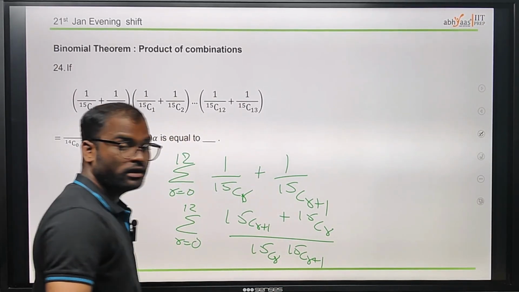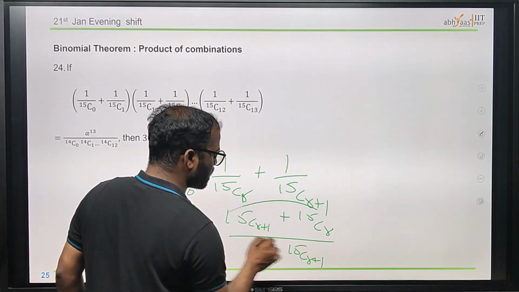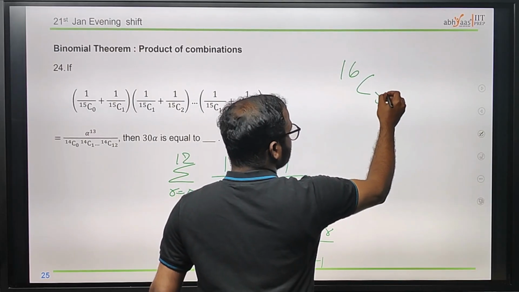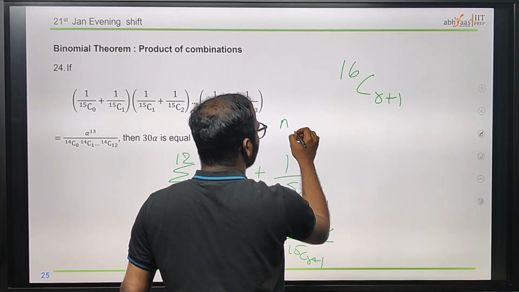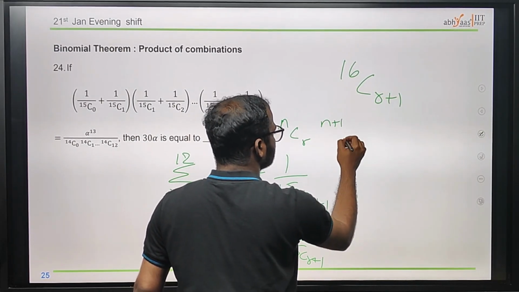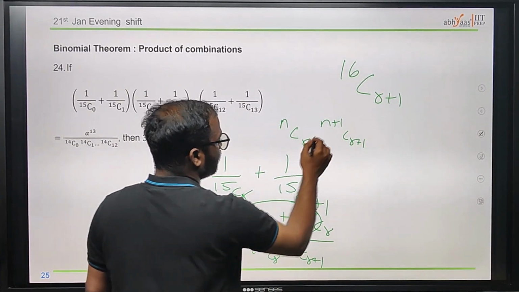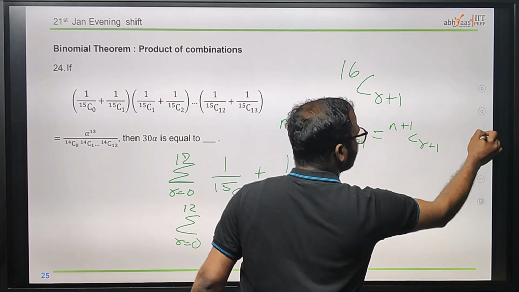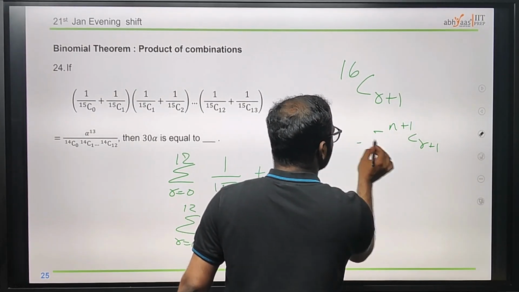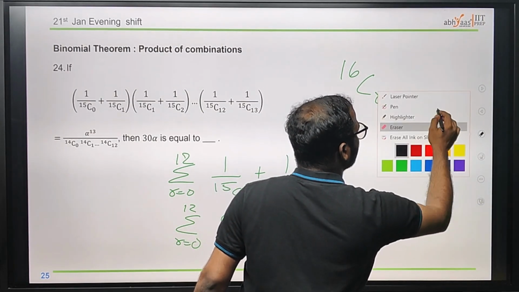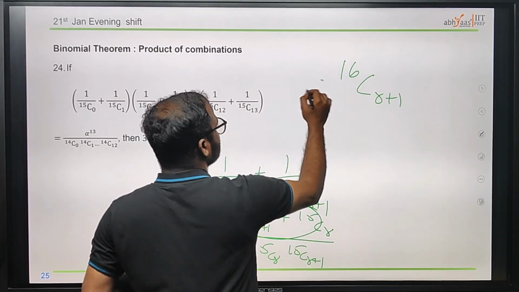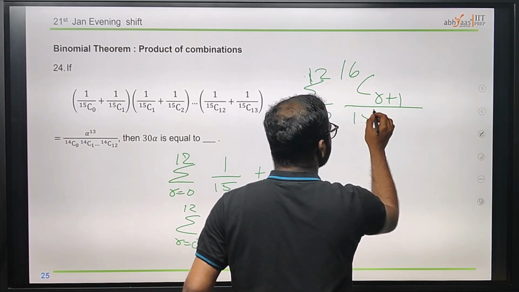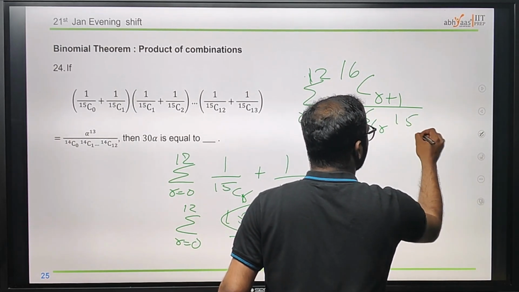Now if you see here, we can convert this using 16C(r+1). We know the formula nCr plus nC(r+1) is equal to (n+1)C(r+1), so we can write it as (n+1)C(r+1). Now just by using that we have r equal to 0 up to 12, divided by 15Cr times 15C(r+1).